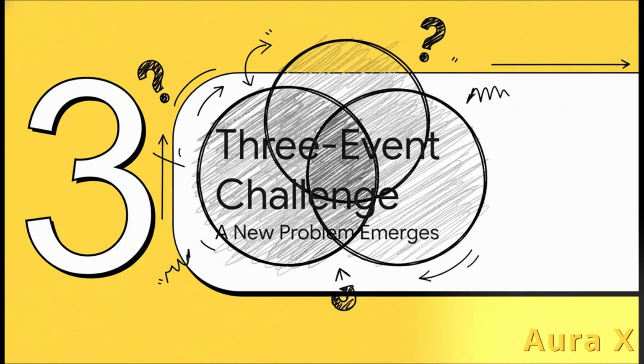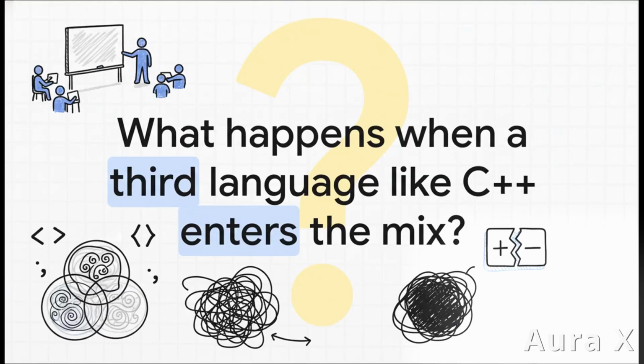But what happens when things get just a little bit more complicated? What happens when a third event gets thrown into the mix? Let's head back to our programming class. What if, besides Python and Java, we find out some students also know C++? All of a sudden, our simple little formula of add 2, subtract 1 just isn't going to cut it anymore. We've just stumbled into a whole new kind of counting trap.